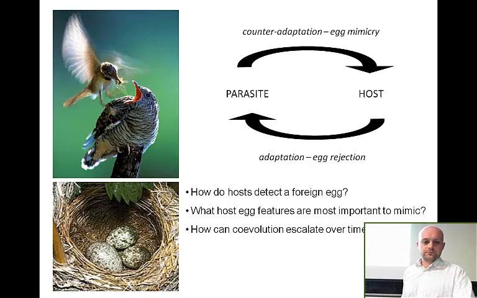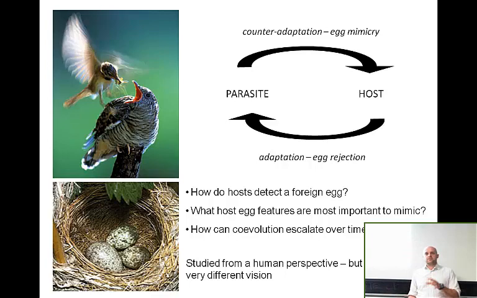And one of the key points to make here is that these systems have often been studied from a human perspective, even though birds have a very different visual system from us, including additional photoreceptor types and the ability to see ultraviolet light. So something I've been very keen to do is to quantify these egg appearances and this rejection behavior in terms of avian vision.